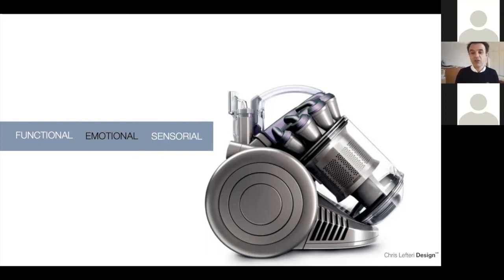Or the original iMac with the translucent colored shell that allows you to see the technology and demystify technology and actually make it look great on your desk and make you feel like, oh, this is something I want to have. I really enjoy having this computer as part of my home. It's not something that sits under a desk hidden away.